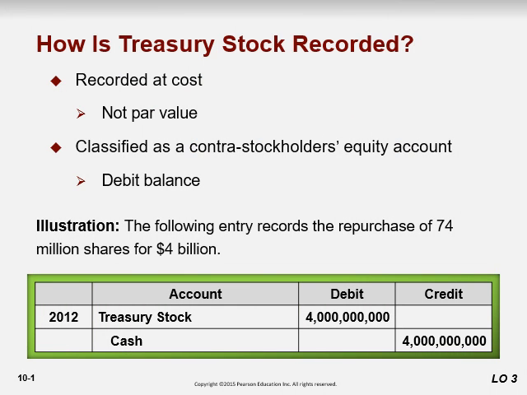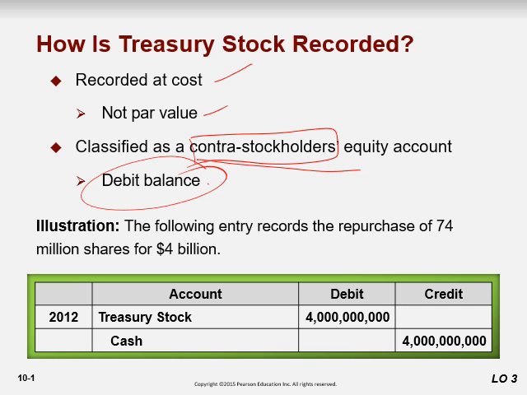So how is treasury stock recorded? It is recorded at cost, not at par. It is classified as a contra account for equity. It means an increase in treasury stock is a debit, the opposite of a normal equity account. When a normal equity account increases, it's a credit. When treasury stock increases, it's a debit.